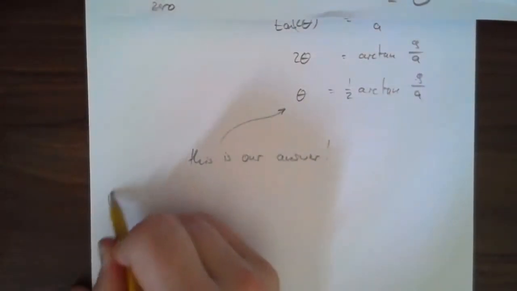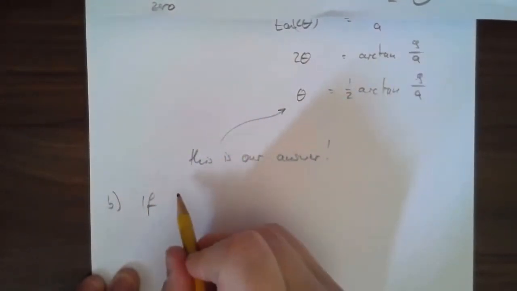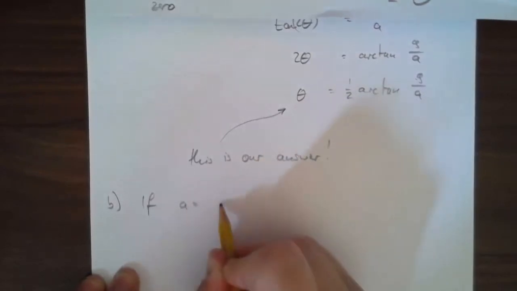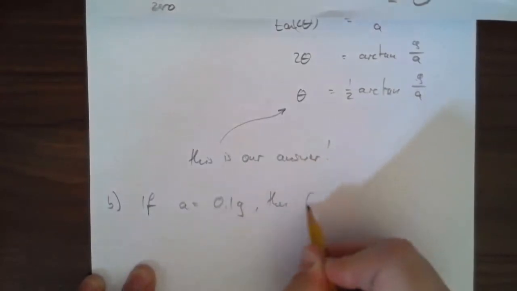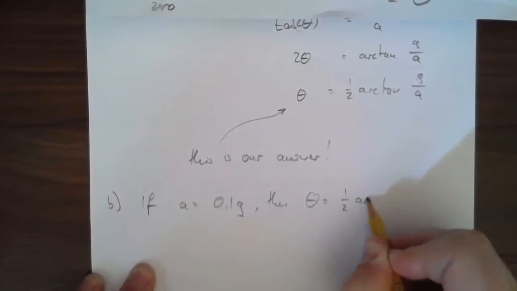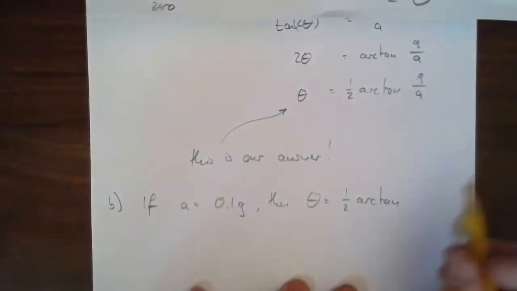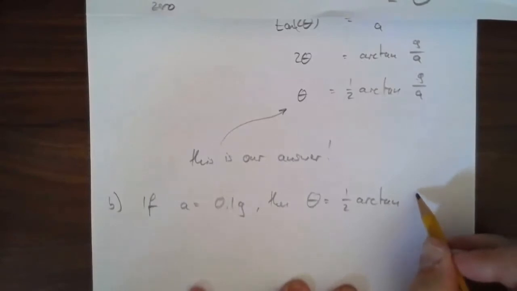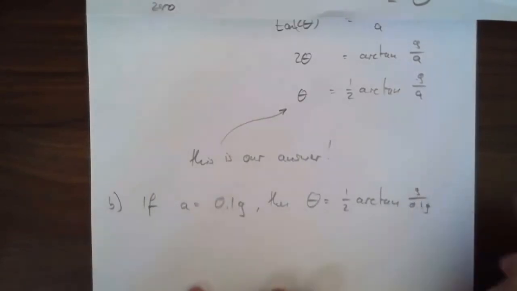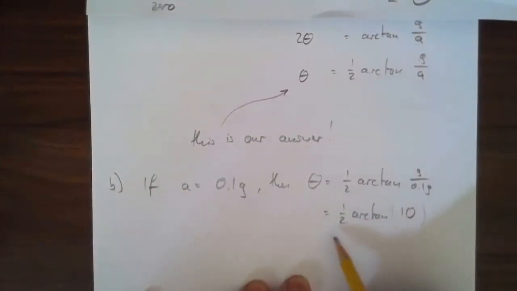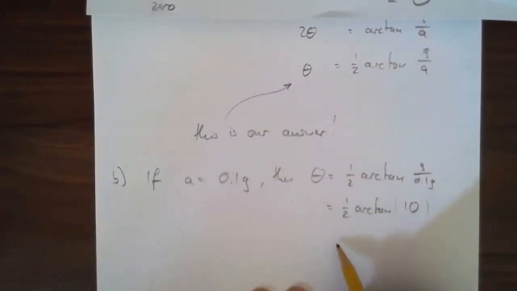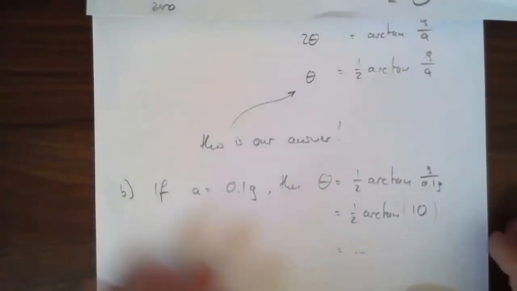So part B, if a is 0.1 g, then theta is going to be 1/2 of the inverse tan of, well, g over a is just going to be g divided by 0.1 g, which is 1/2 the inverse tan of 10. And so now you can figure out what that is. So you can plug in the values and figure out what the value is in degrees.